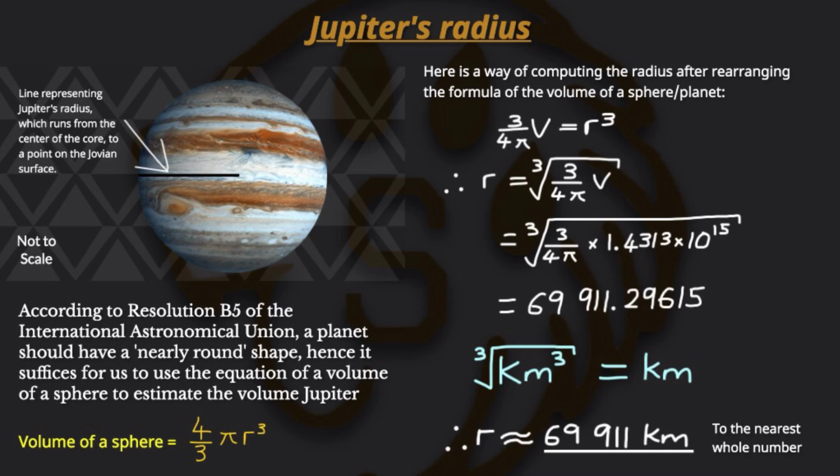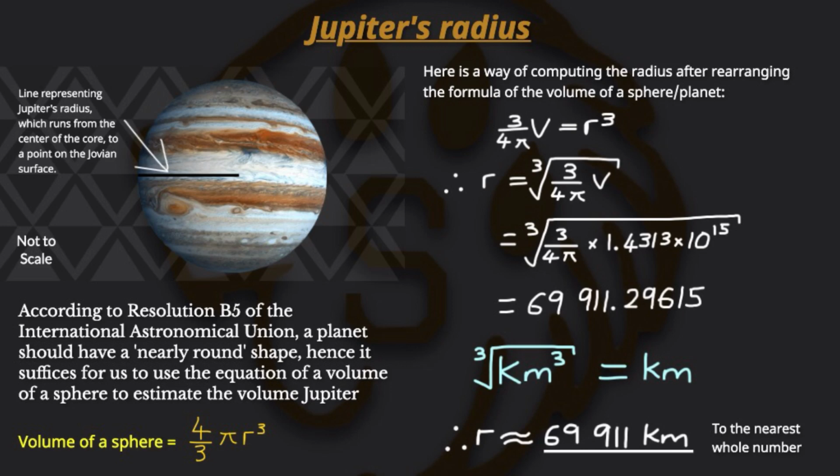Okay, now we move on to Jupiter's radius. Now if you read the notes at the bottom there, it says, according to resolution B5 of the International Astronomical Union, IAU, a planet should have a nearly round shape. Hence it suffices for us to use the equation of the volume of a sphere to estimate the volume of Jupiter, and that volume will be 4/3 pi r cubed.